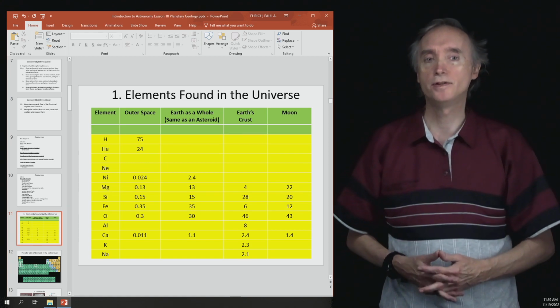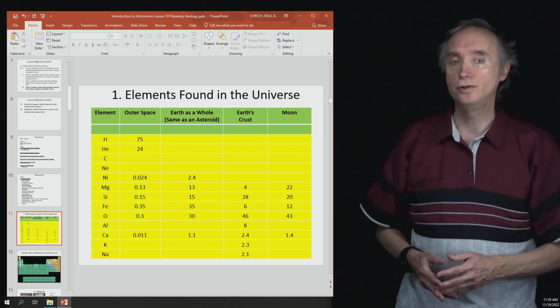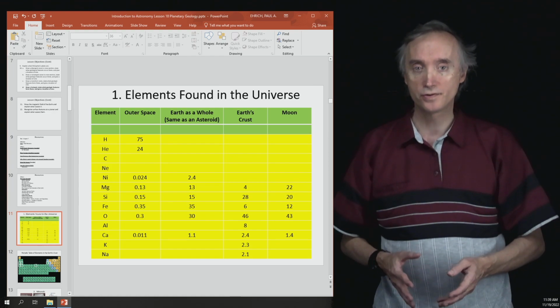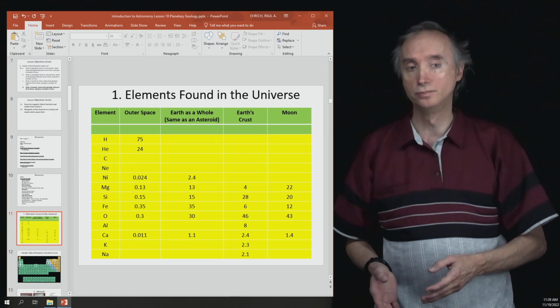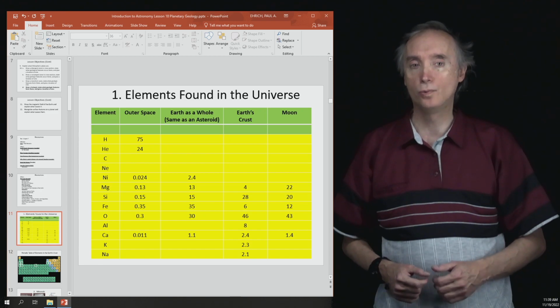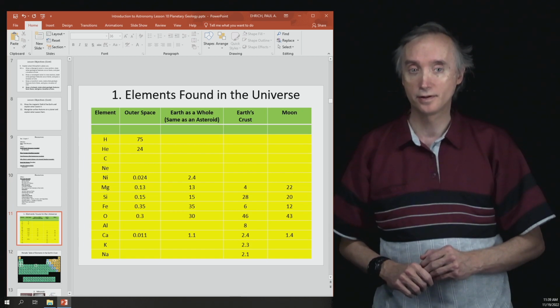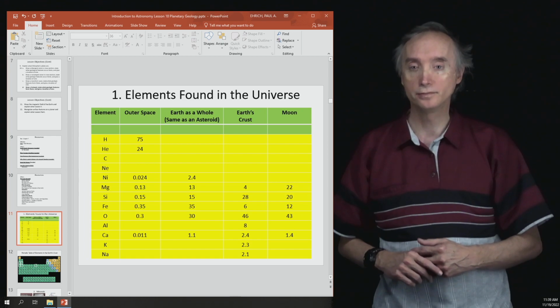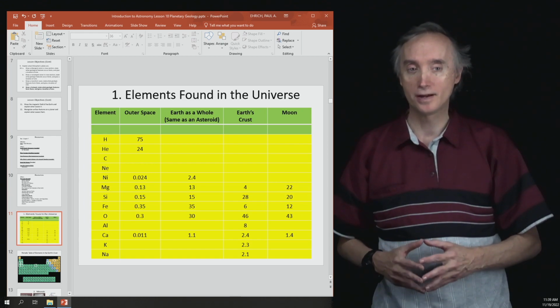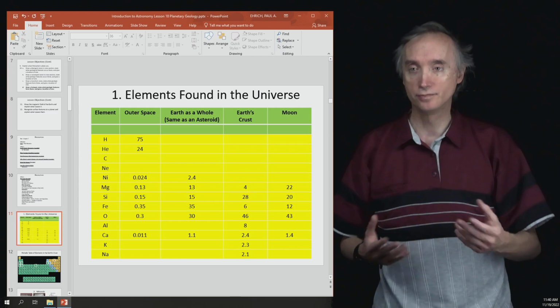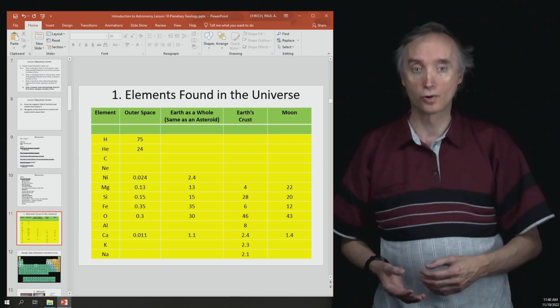I'd also like you to take a look at the moon, and you'll notice that the moon is kind of in between the Earth's crust and the Earth as a whole. This is a clue as to where the moon came from. We'll talk about that later when we talk about the terrestrial planets. But spoiler alert, it formed as a result of a collision. An object hit the Earth, and then material from that explosion went into orbit and formed the moon.